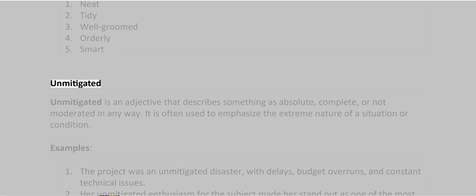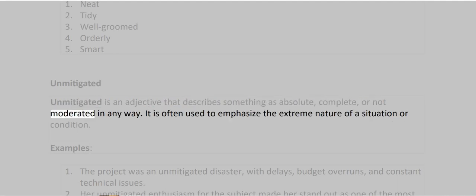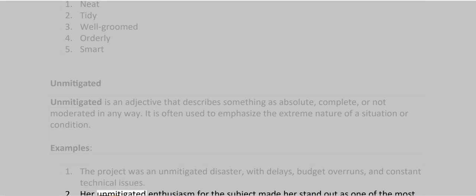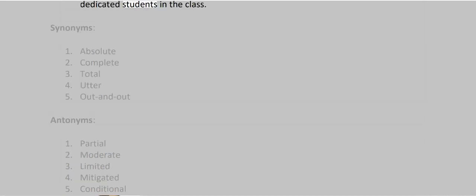Unmitigated. Unmitigated is an adjective that describes something as absolute, complete, or not moderated in any way. It is often used to emphasize the extreme nature of a situation or condition. Examples. 1. The project was an unmitigated disaster, with delays, budget overruns, and constant technical issues. 2. Her unmitigated enthusiasm for the subject made her stand out as one of the most dedicated students in the class.